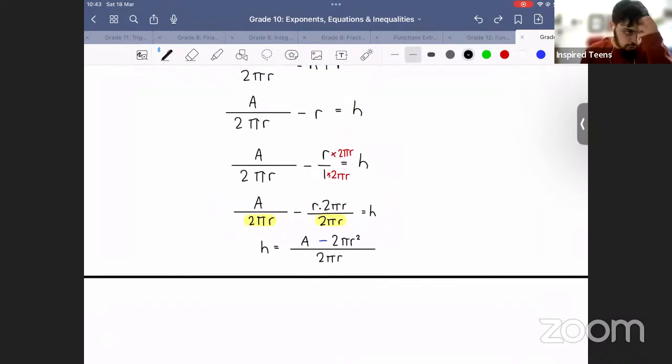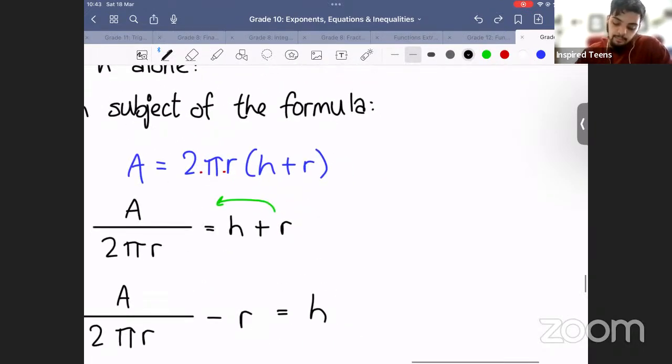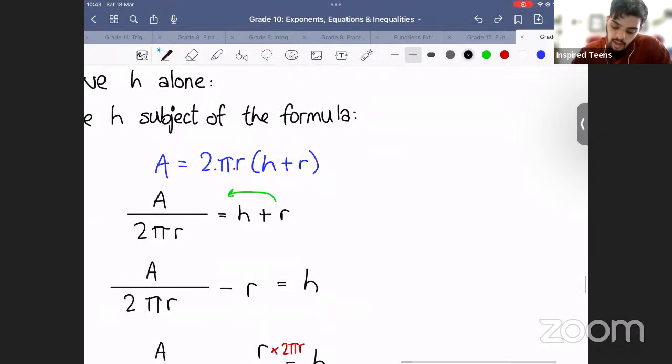Can you distribute 2 pi R into the brackets? You may do that, although it's going to make your life a bit complicated for no reason. You can do that, but you just need to get smart about it. Don't be doing things that are going to make your life harder. You're allowed to be lazy in maths, provided that you're being lazy in the right way.